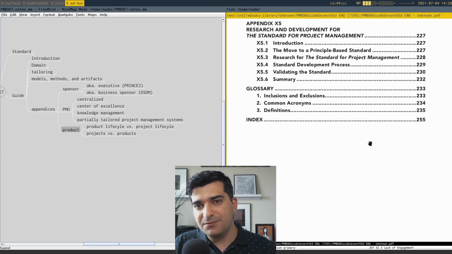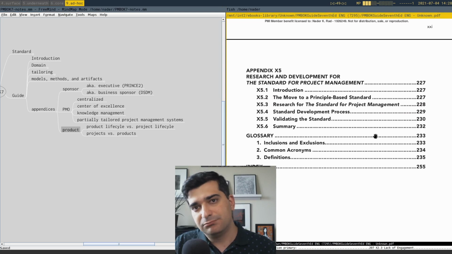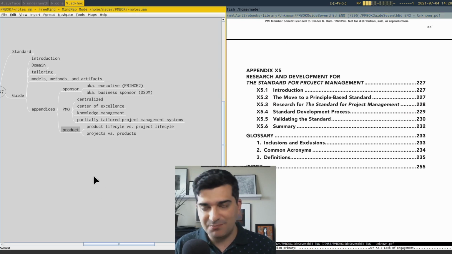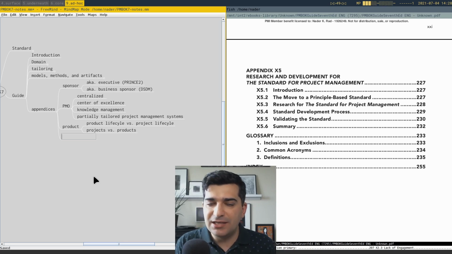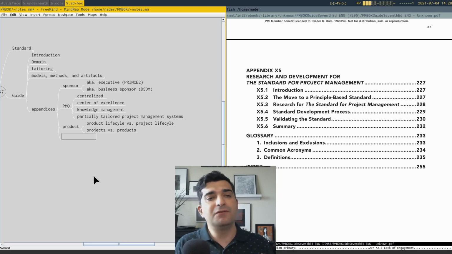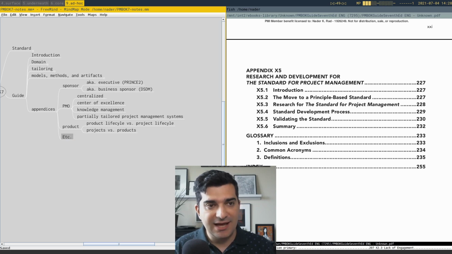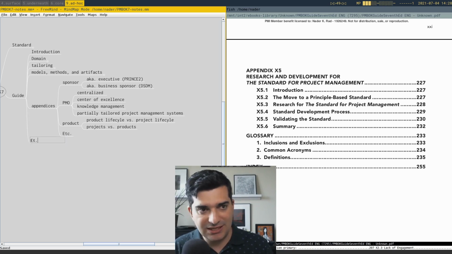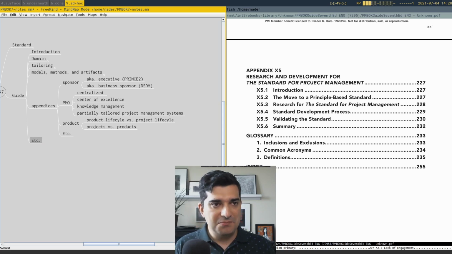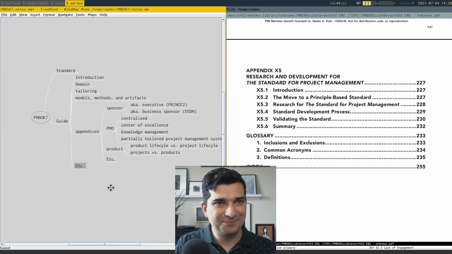All right, we're almost there. Yeah, we're done. The last one is about the way the new version of the PMBOK guide was evolved, the research that was done, and so on. And then there's the glossary. And we're done. So here it is, our little mind map.